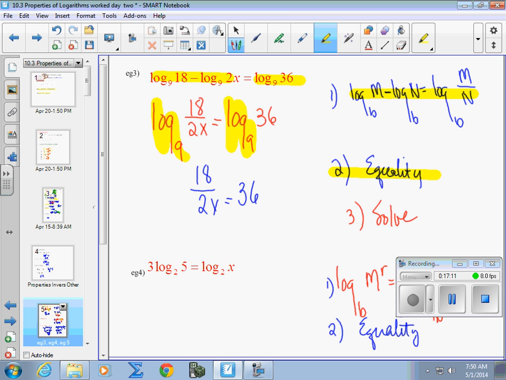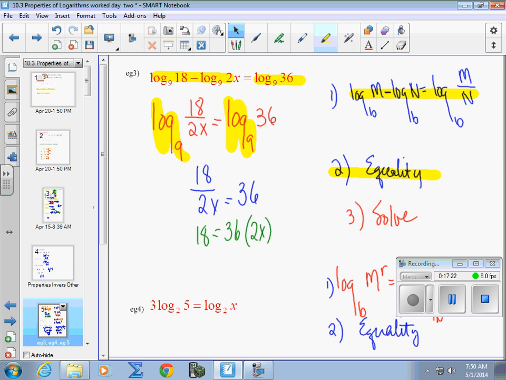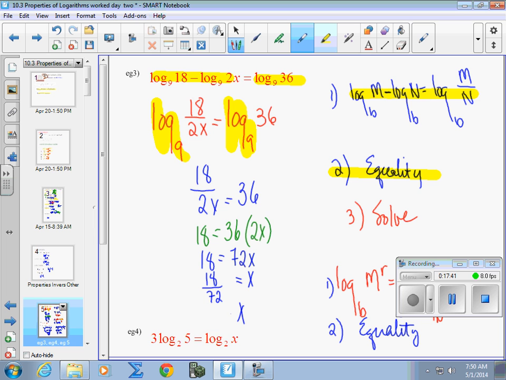Next, you want to solve your simple equation. So we have 18 is equal to 36 times 2x. So we have 18 is equal to 72x. So x is equal to 18 divided by 72. X is 1/4.